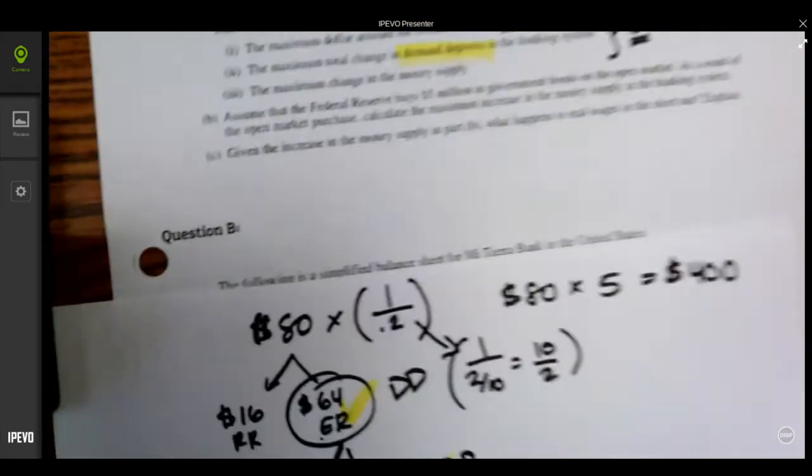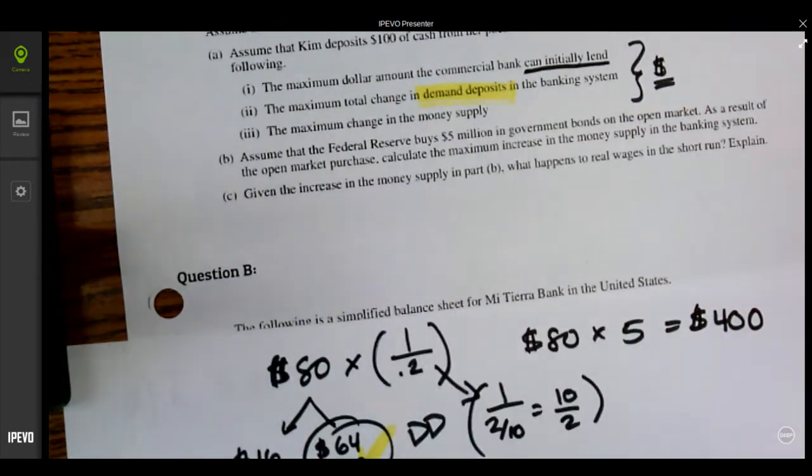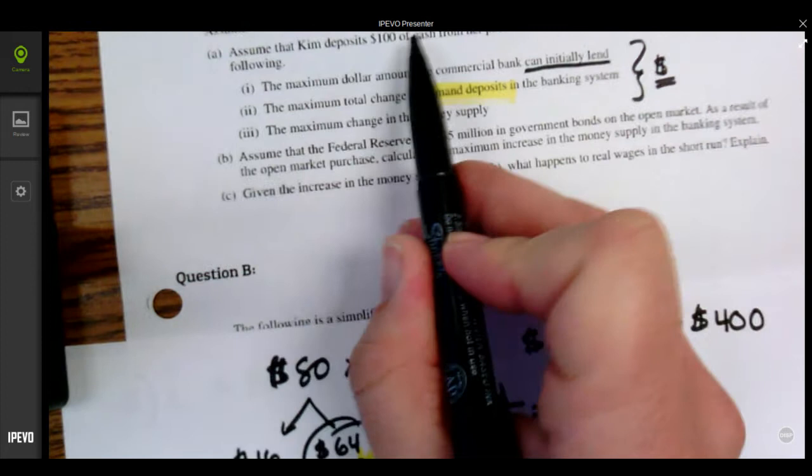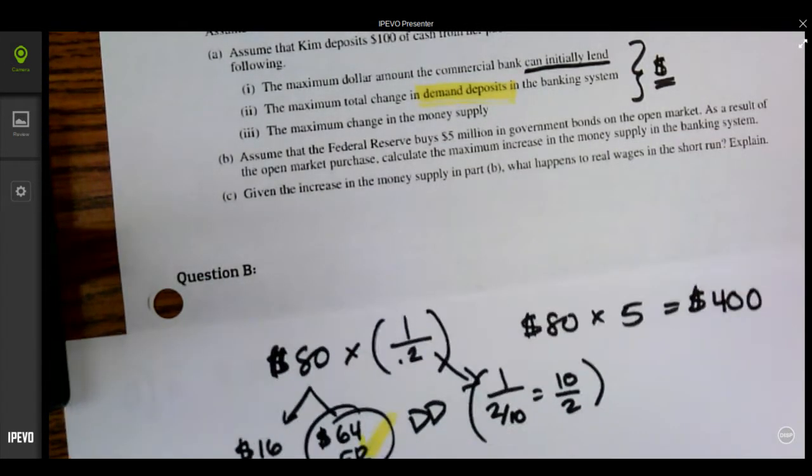Now, this is not the answer to the question yet. We have to do one more step. The question said the maximum total change in demand deposits. So remember, Kim deposited $100 into her checking account. So that's one demand deposit.